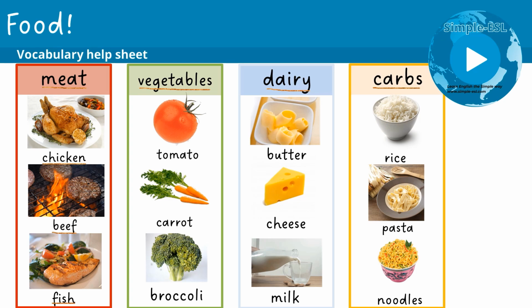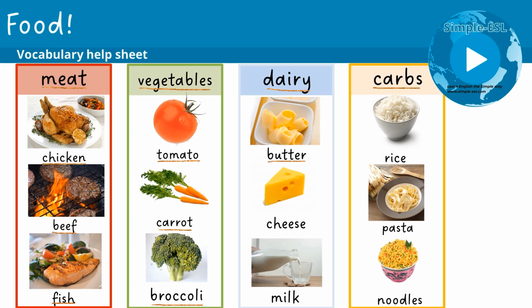Let's look at some examples for vegetables. We have tomato. This is great to make sauces, salads, tomatoes. What about carrot? Rabbits eat carrots, Bugs Bunny, carrot. Broccoli. Little trees. Broccoli. Very healthy vegetable.